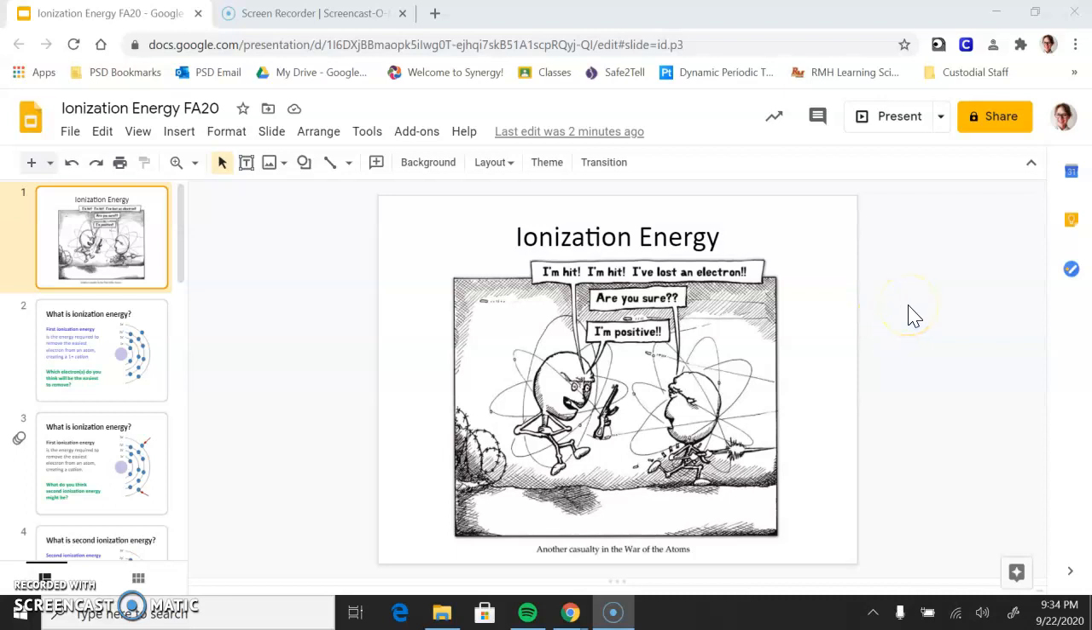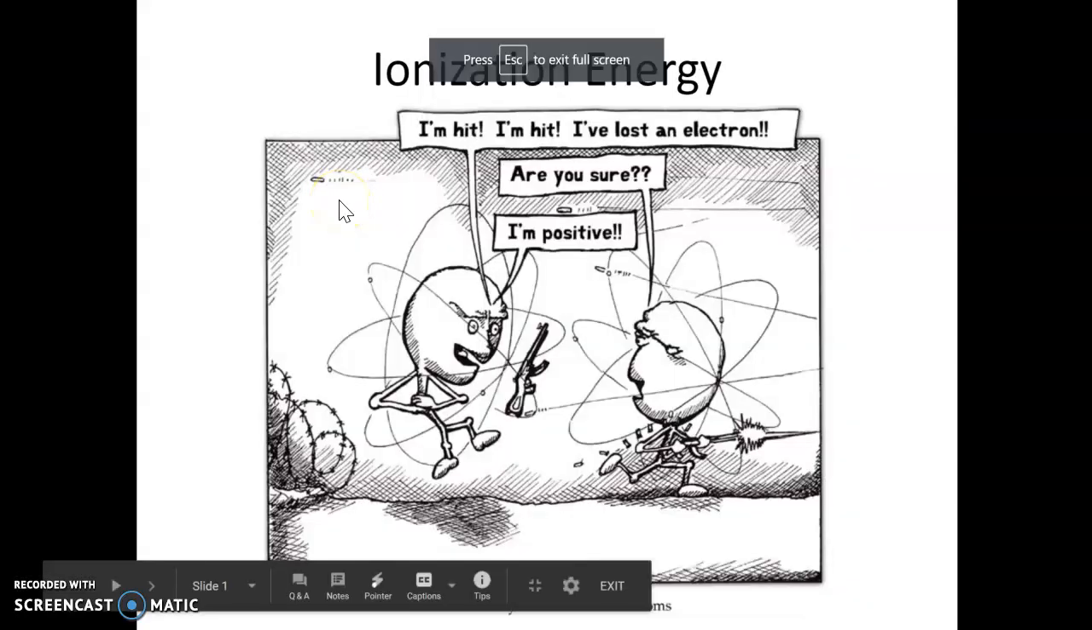Okay, you guys, right now we are going to talk about ionization energy in a little bit more detail to make sure that we understand how it works and what it means, because it's going to give us the ability to more appropriately predict how atoms and elements are going to behave.